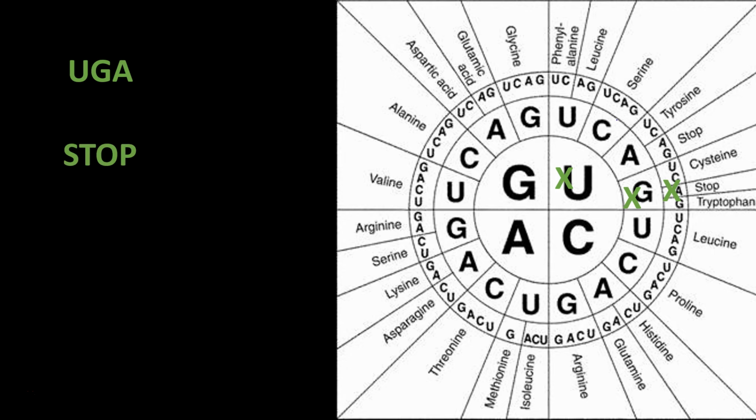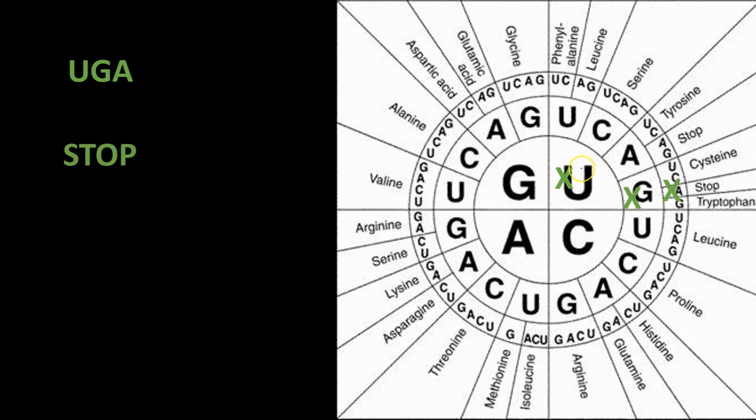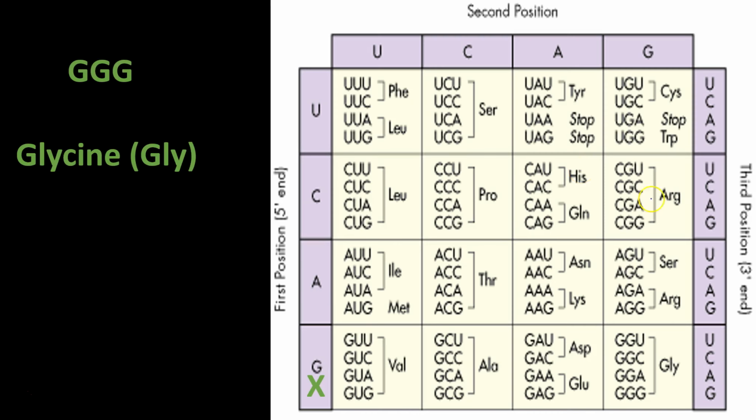There's also another chart that we could use. We're going to go over it briefly. I prefer the circle chart, but we could also use this table. GGG: you start off in the first position here. You move to the second position, and then the third, and it'll look like this. G, G, now I know I'm going to be in this box right here because I'm in this column and in this row, and then I go to the third position, and that's going to give me glycine.